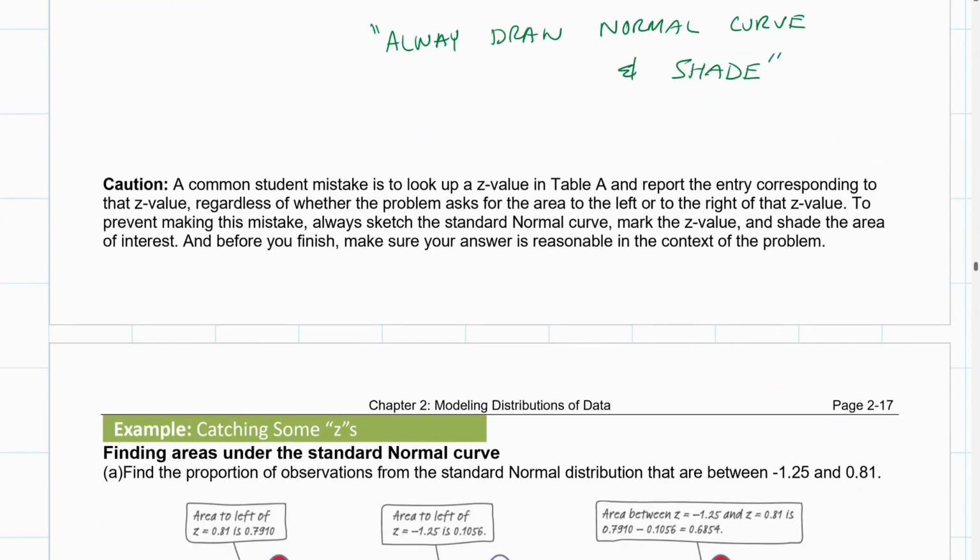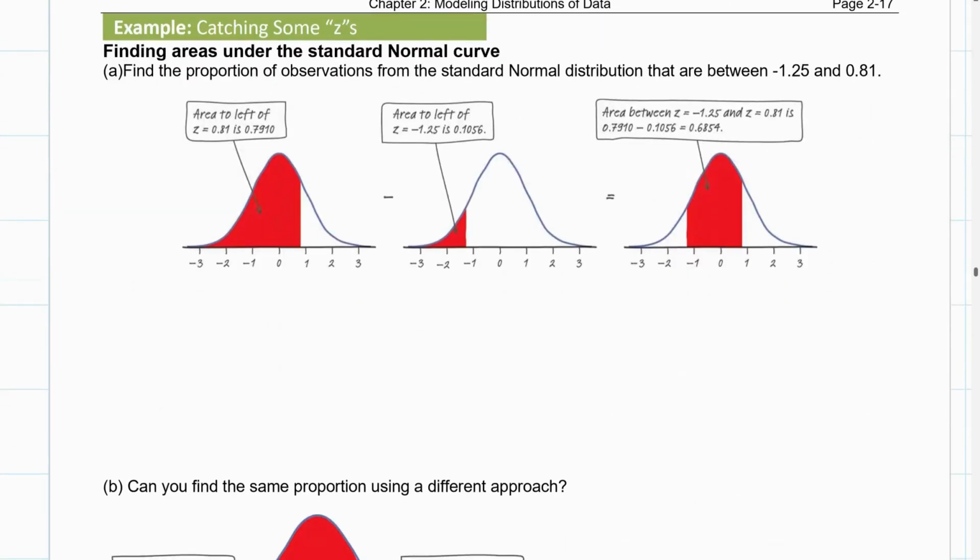Let's go ahead and take a look at the last version. And the last version is the one that I call high minus low. In high minus low, we are interested in being between two z values, like being between positive 0.81 and negative 1.25. Now, the way we do this is we'll find all of the area for the larger value, and then we'll subtract off the little area that we don't want.